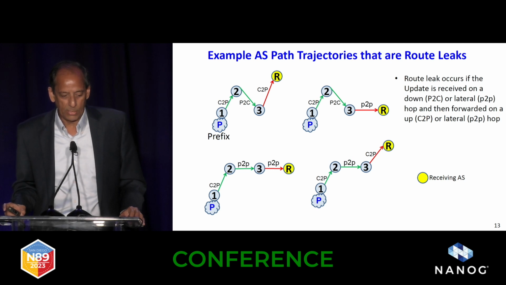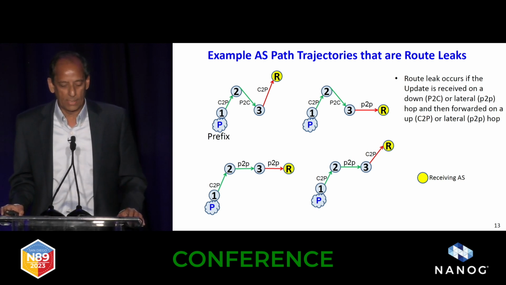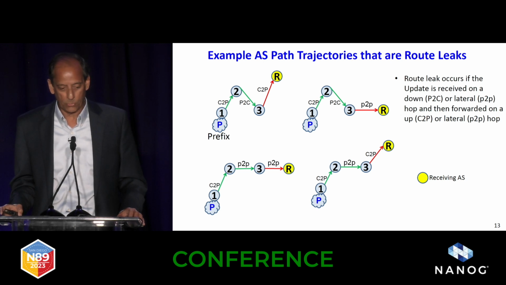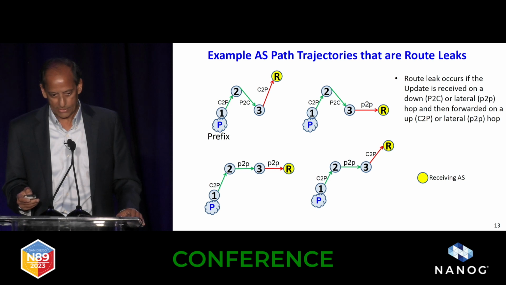In the 2 pictures below, the route goes on a lateral hop from 2 to 3, and then from 3 to R, it either goes on another lateral hop, which is a route leak, or it goes on a hop from 3 as a customer to R as a provider. So whenever the route is received from a provider or lateral peer, and it is propagated to another provider or a lateral peer, that is a route leak. So these are 4 typical path trajectories that are route leaks.